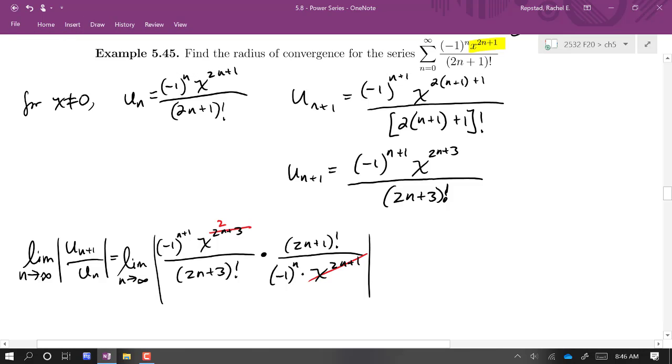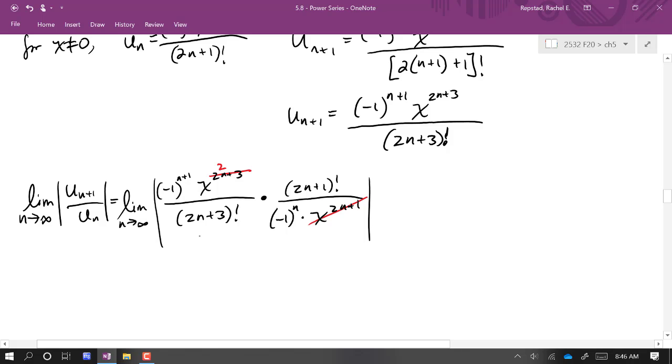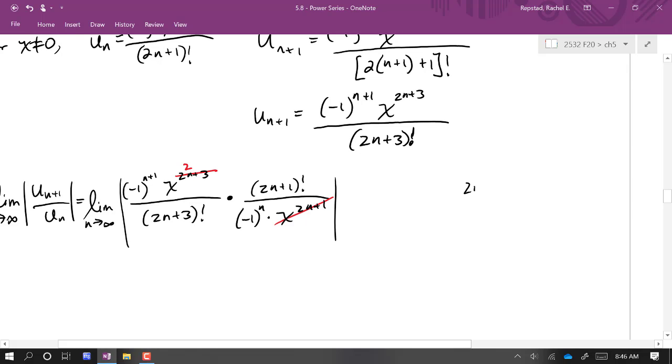And let's see what's going on with these factorials. So the 2n plus 3, right, that's bigger than 2n plus 1. So just maybe a little bit of side work here. 2n plus 3 factorial. That's 2n plus 3 times 2n plus 2 times 2n plus 1 all the way down. So times 2n plus 1 factorial. So we can see that the 2n plus 3 factorial contains all the factors that 2n plus 1 factorial has. So I'm going to rewrite this in that way so that we can get it to cancel.